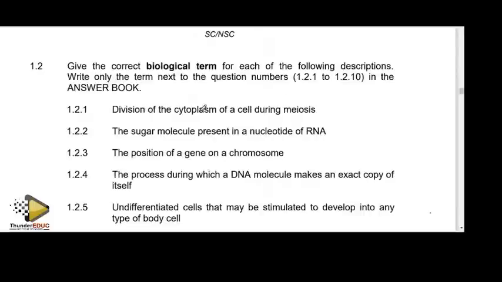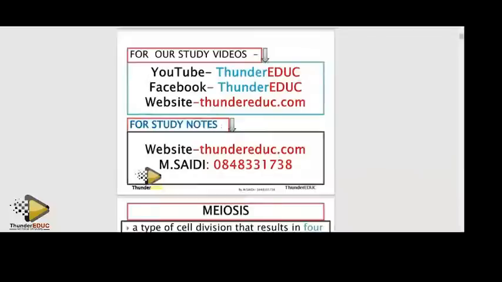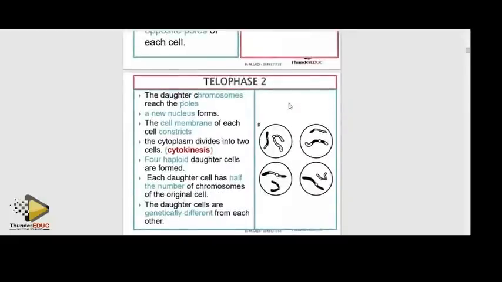This division of the cytoplasm is called cytokinesis. So where do we find this? How do we know this? So we're going to go to our book, and then you go to meiosis. Yes, it's here, telophase. We are saying that the daughter cell chromosomes reach the pole, a new nucleus forms, the cell membrane of each cell constricts. The cytoplasm divides into cells, which we call cytokinesis.